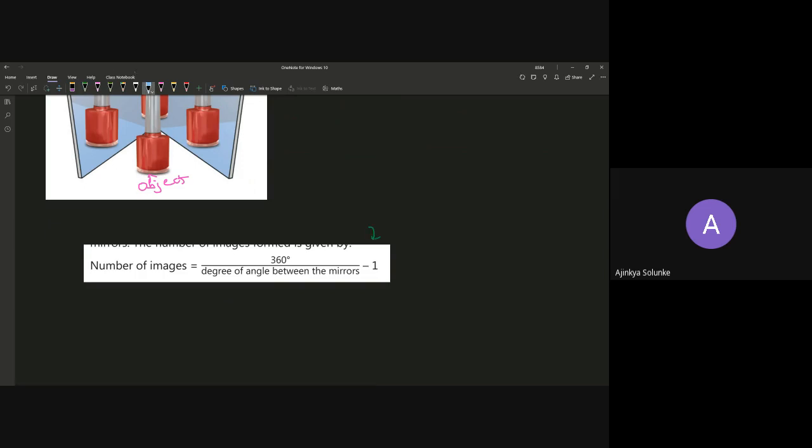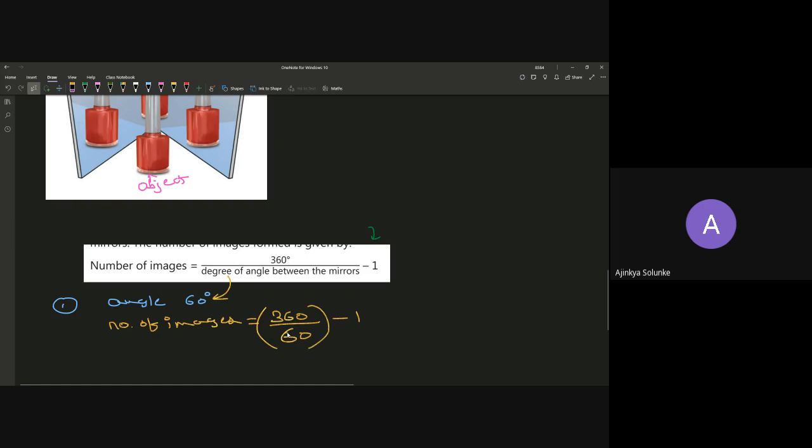Let us just have some details of this. Suppose the angle between the mirrors is 60 degrees. How can we find out the number of images? Number of images is equal to 360 by the angle between the mirrors. In our question, how much is the angle? 60 degrees. Now, if it is 60 and then minus 1, according to BODMAS, first we need to divide, then only we can subtract. We can cancel out that 0. 6 ones are 6, 6 sixes are 36. So what is remaining? 6 minus 1 is 5. So 5 images are created in these two mirrors.